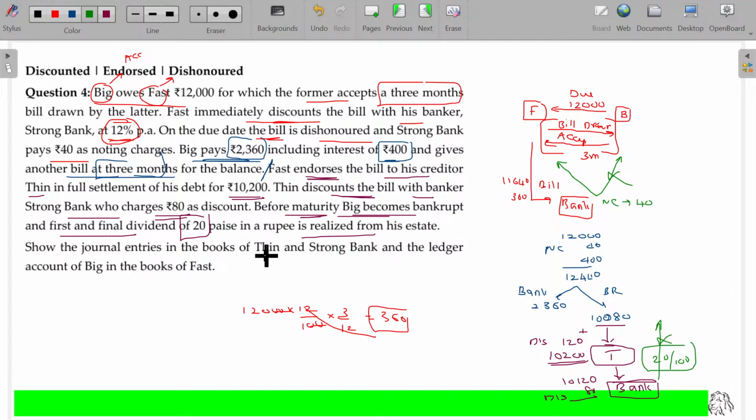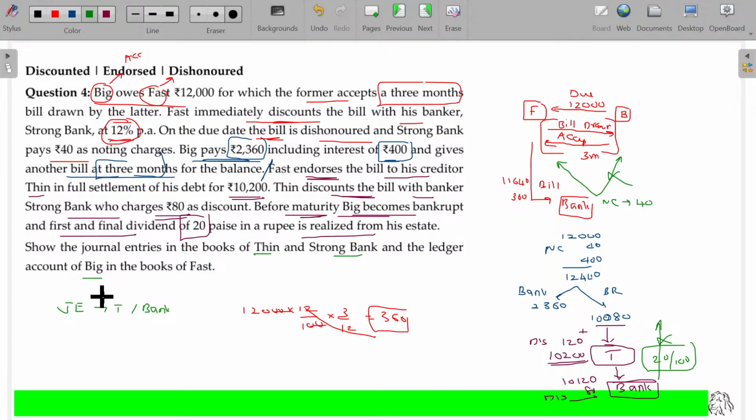Show the journal entries in the books of Thin and Strong Bank, and the ledger account of Big in the books of Fast. Okay. So what are the things you have to do? Ledger account of Fast. In Fast's book, Big account will be opened. What are the requirements? Journal entries for Thin and Strong Bank.